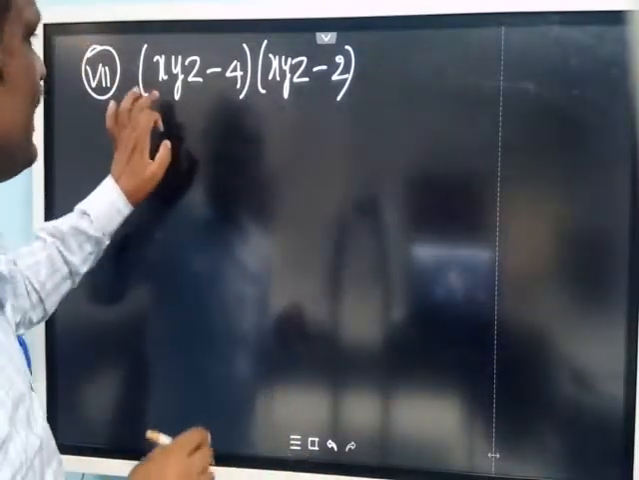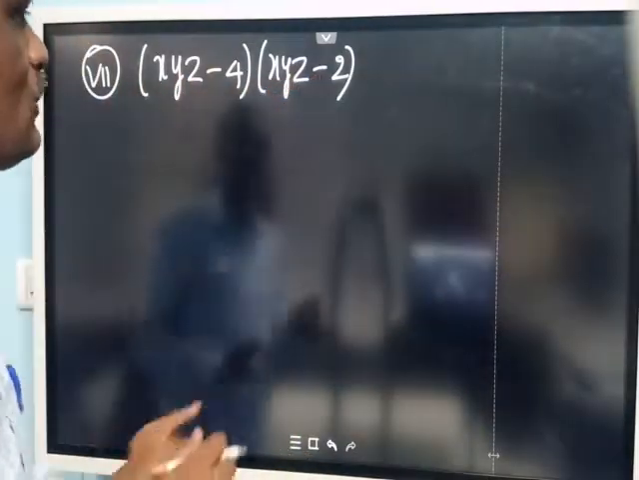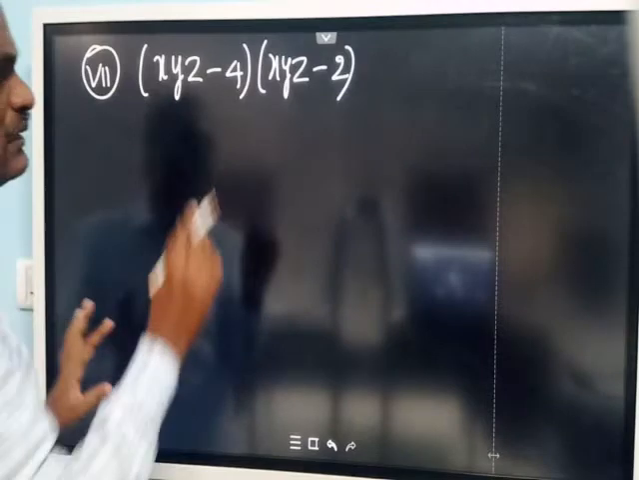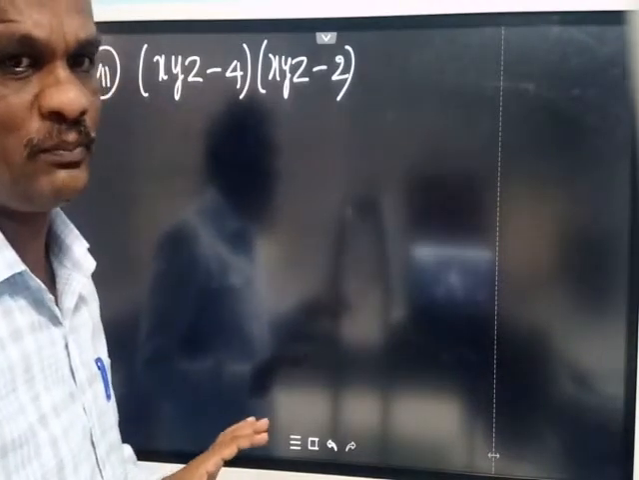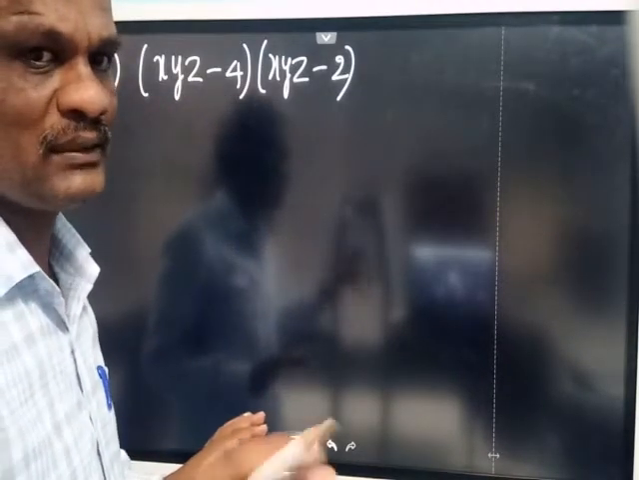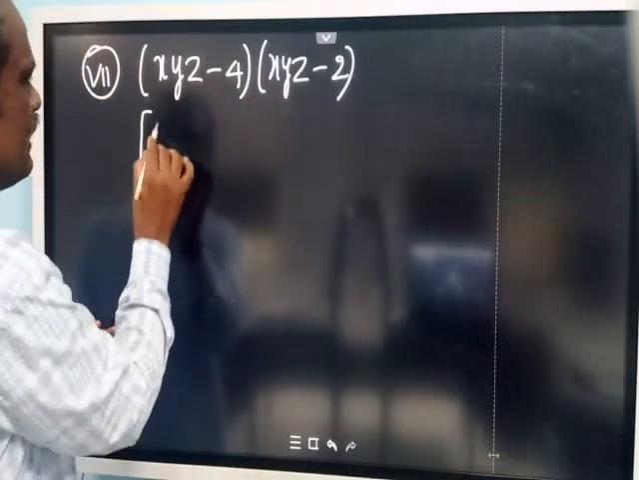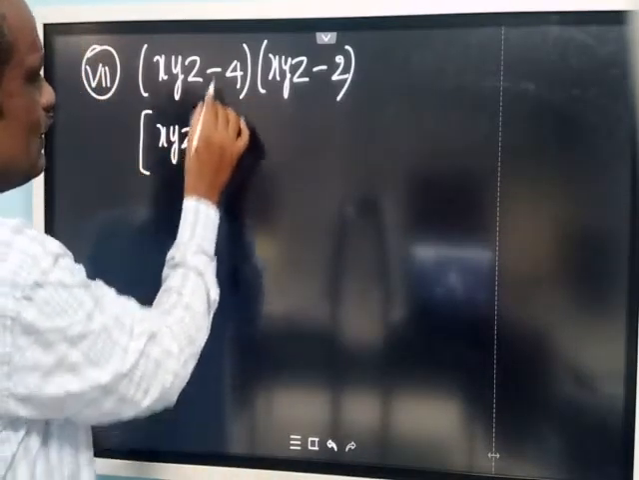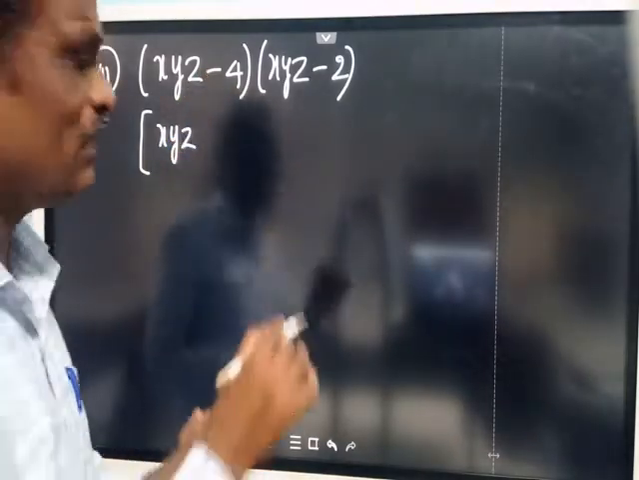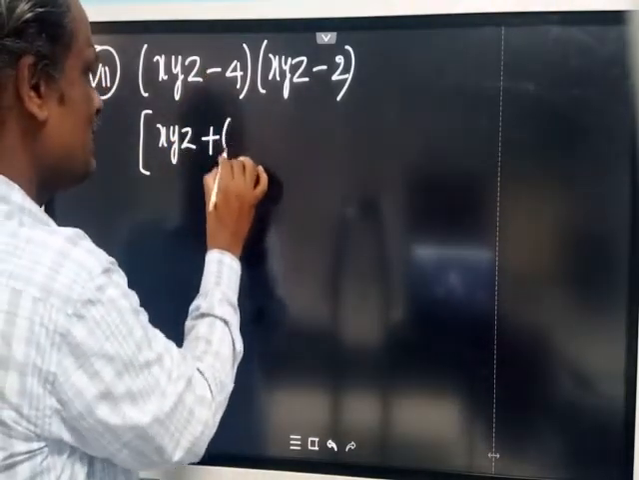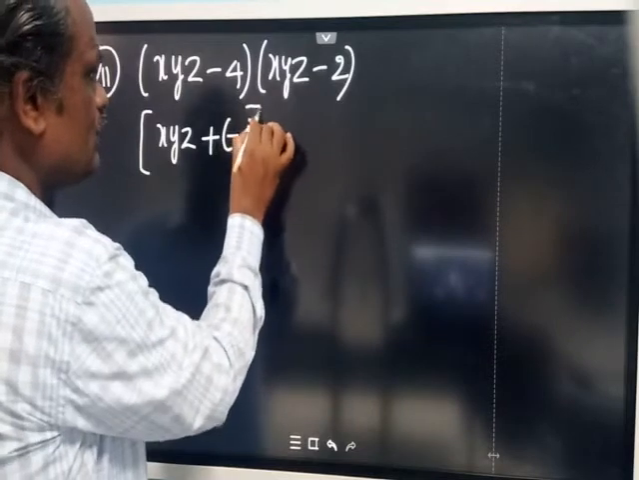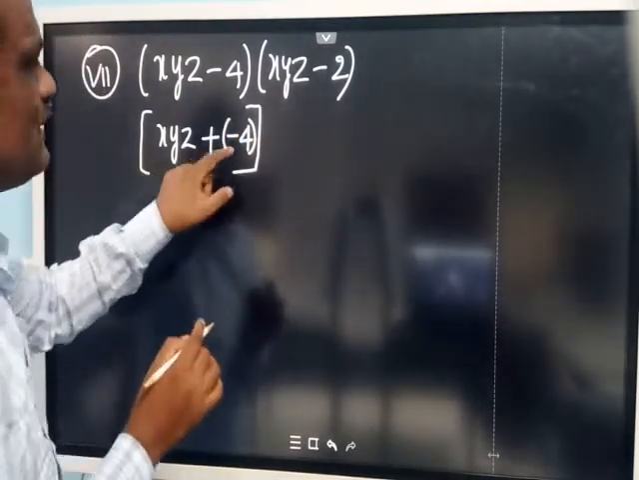The given question is xyz minus 4, xyz minus 2. Now this is not in the form of x plus a into x plus b. So let us make this in the form of x plus a into x plus b. So what I will do, xyz I will write as it is. Now instead of writing minus 4, I will write plus itself. Then inside the bracket I will write minus 4. So now it is converted into x plus a.